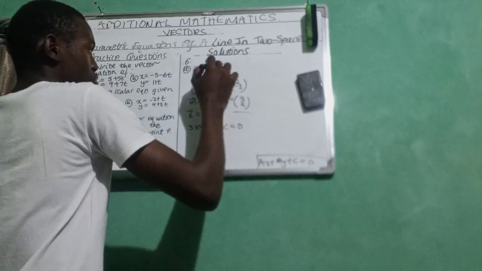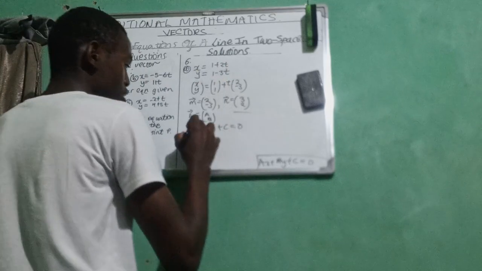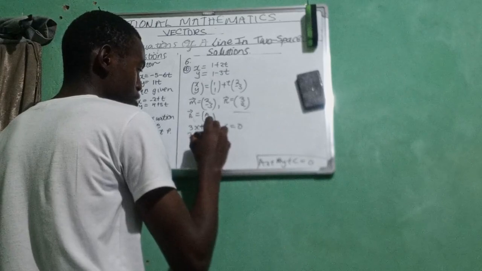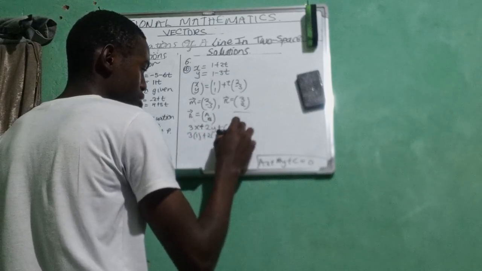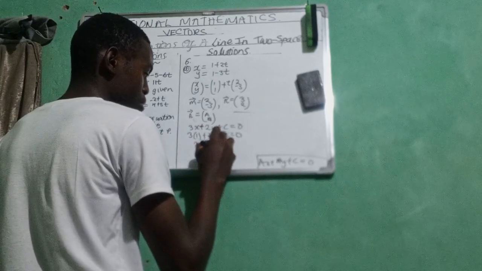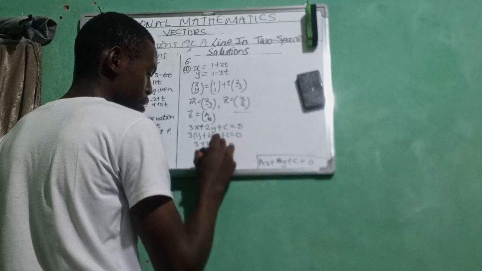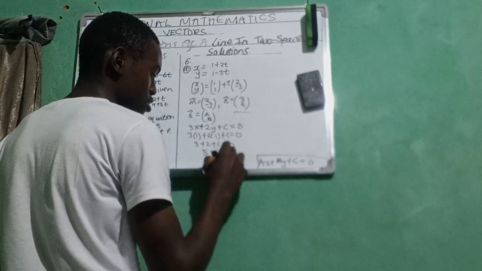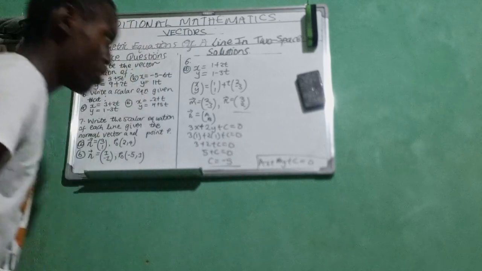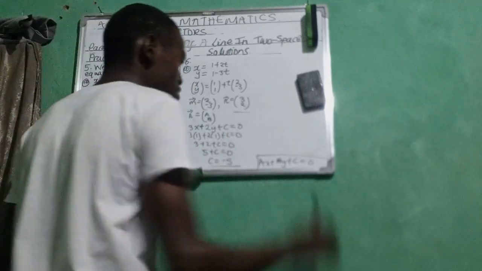Then we get this position vector, which is 1, 1. So 3 you multiply by 1, plus 2 you multiply by 1, plus c is equal to 0. 3 plus 2 plus c is equal to 0. 5 plus c is equal to 0. c is equal to negative 5. That's your final answer: c will be equal to negative 5.